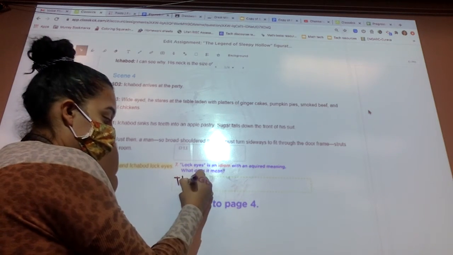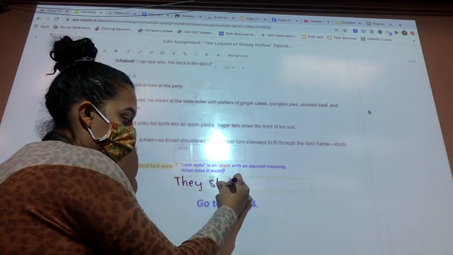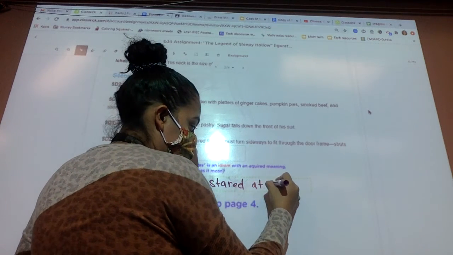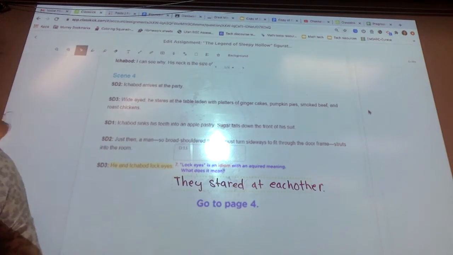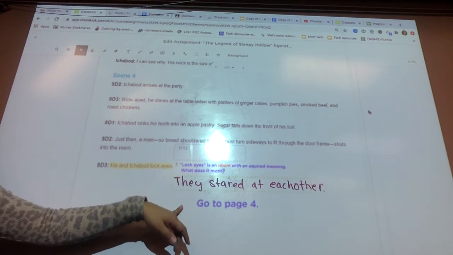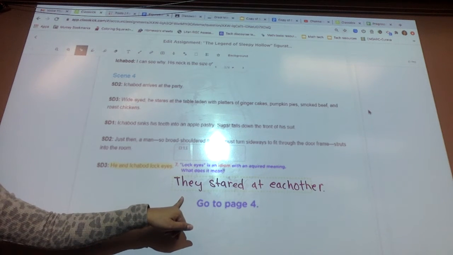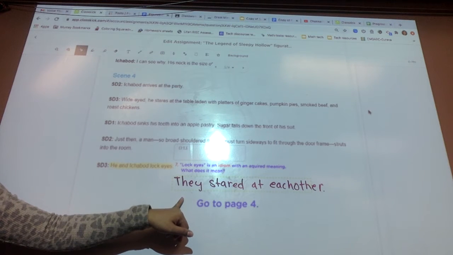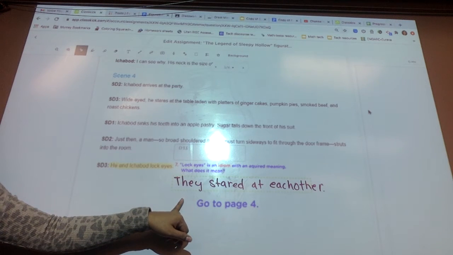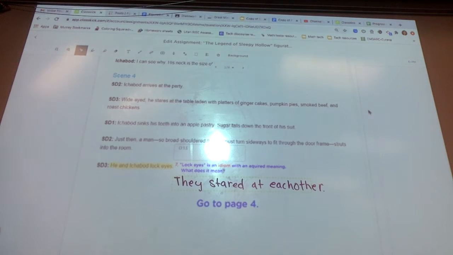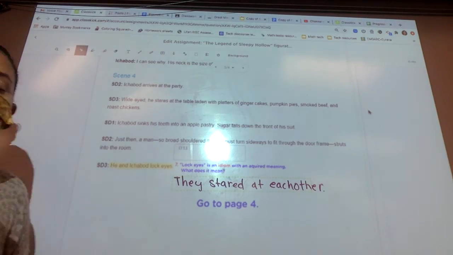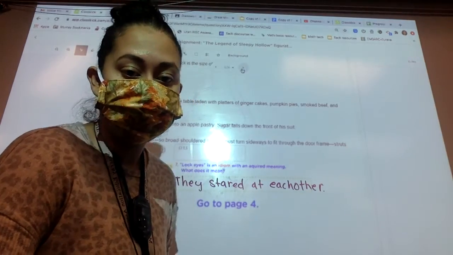Okay, so they stared at each other. Staring contest. Yeah. They stared at each other. Okay, ready? 10, 9, 8, 7, 6, 5, 4, 3, 2, 1. Okay, go to page 4.